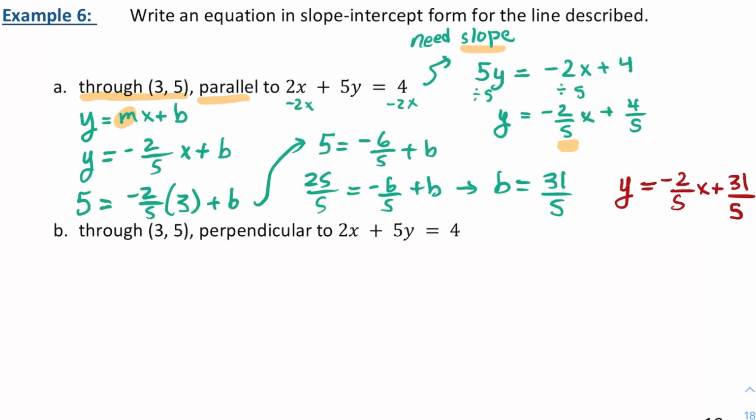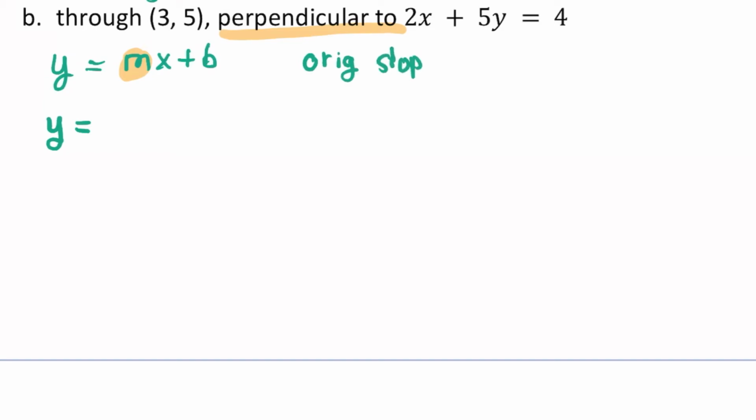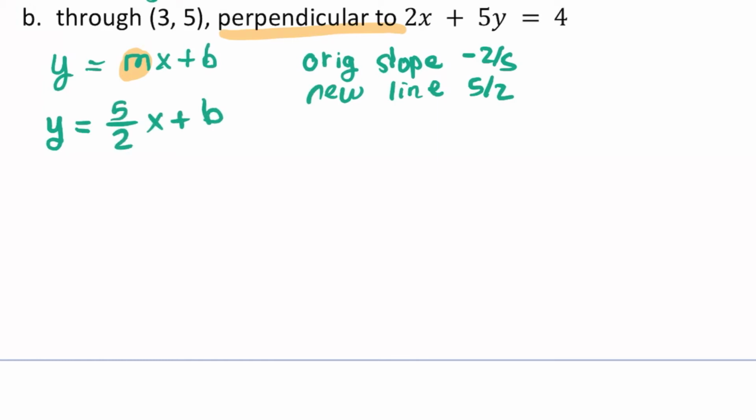Now the only real difference on b is that it is supposed to be perpendicular to that same line, which means instead of having the same slope as my original line, my slope is going to have the opposite sign and be the reciprocal of my original slope. So if my original slope was -2/5, then the slope of the line perpendicular to it is going to be positive 5/2. So plug that in, and then again I need my y-intercept, so plug in x and y and solve for it.